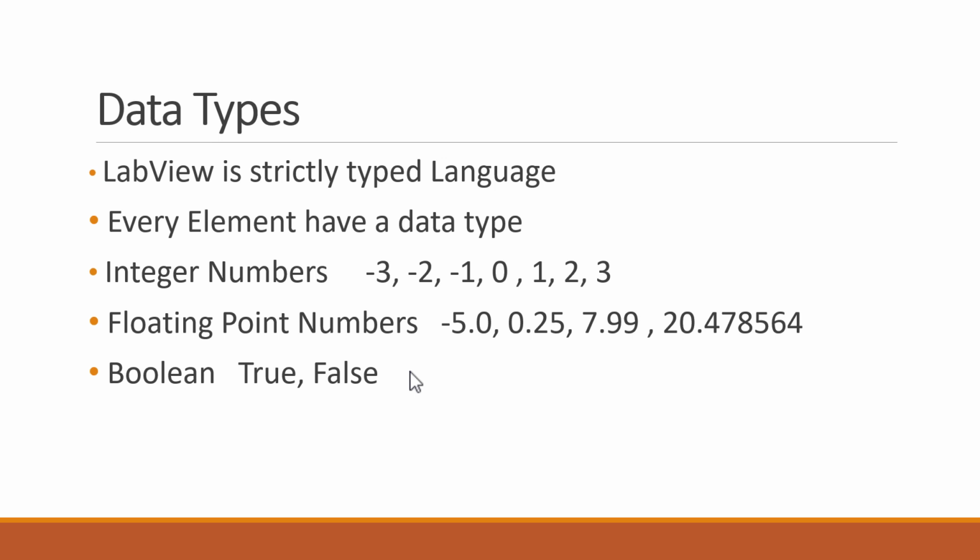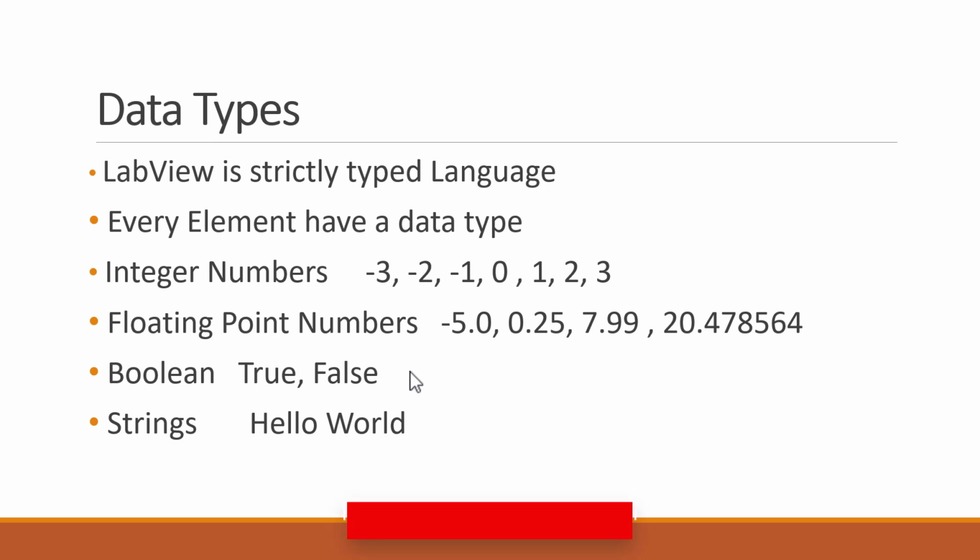The third type is Boolean. There can be only two values: it can be true or it can be false. It can be 1, it can be 0, something like that. And the last basic data type is string, where it is going to store different alphabets. These alphabets can be used to represent any message or any command. So let's go into LabVIEW and see how we can distinguish between different data types.